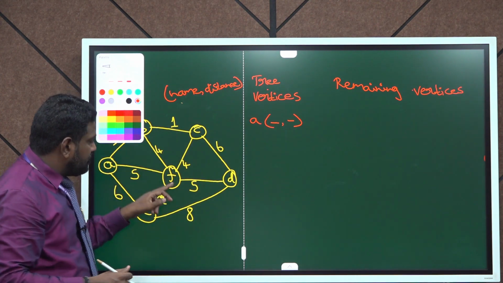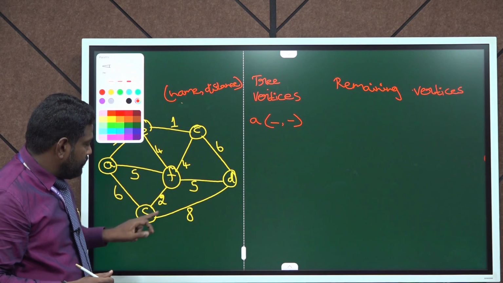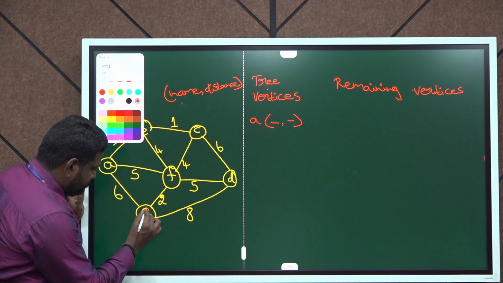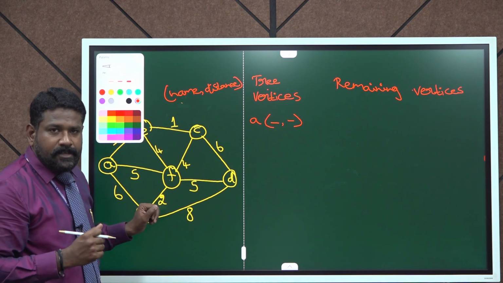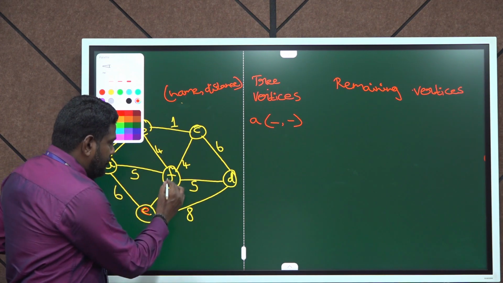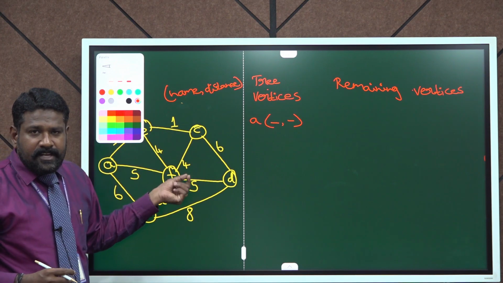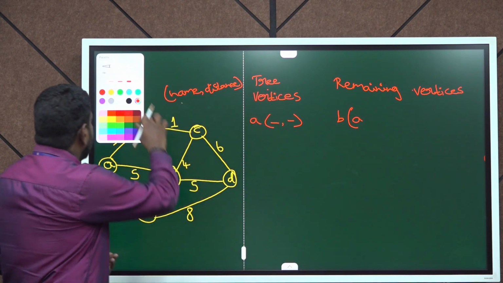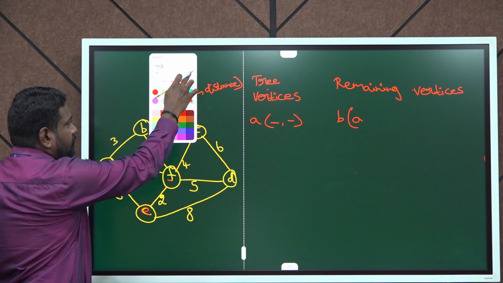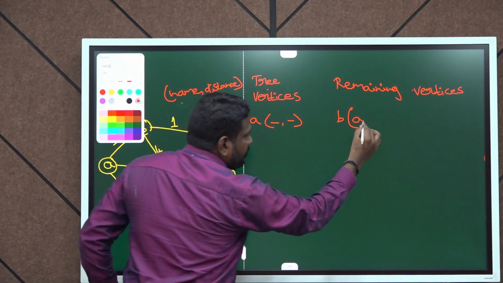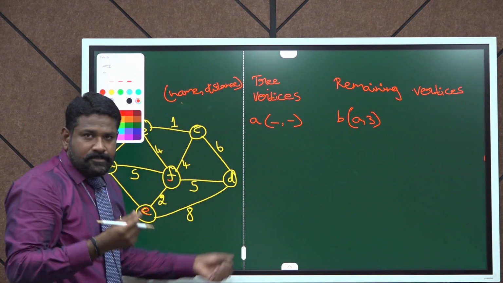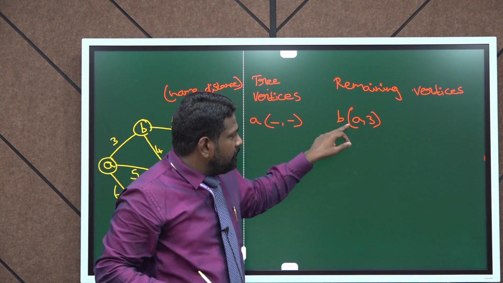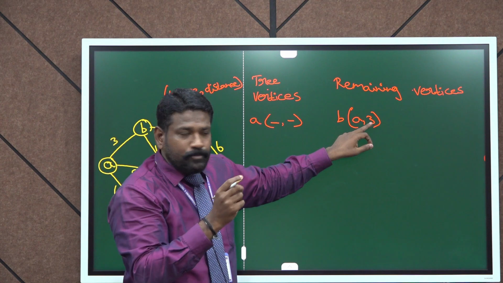From A we have 3 different adjacent vertices, B, F and, here there is a mistake, it is E. So these are all the adjacent vertices to A. Writing from B, A is the adjacent vertex, and the distance value from A to B is 3. So I am writing the label for B as A comma 3.